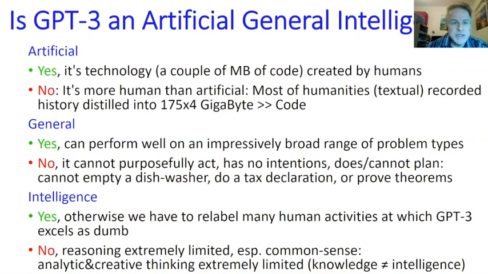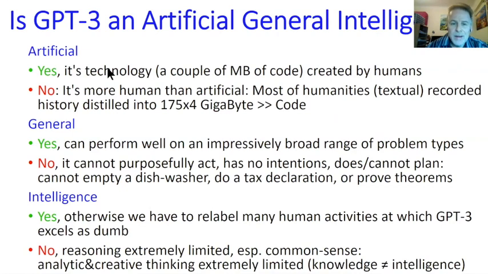So the title was, is GPT-3 close to AGI or something like this? Let me break that down into artificial, general, and intelligence. Well, the artificial seems to be obvious. Obviously, we have created this, so it's artificial.